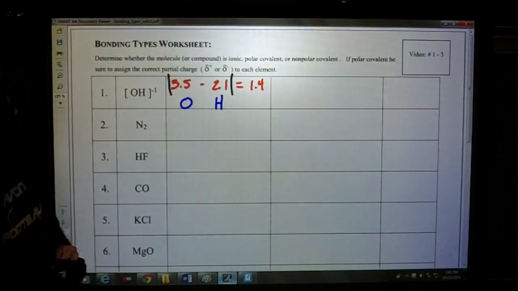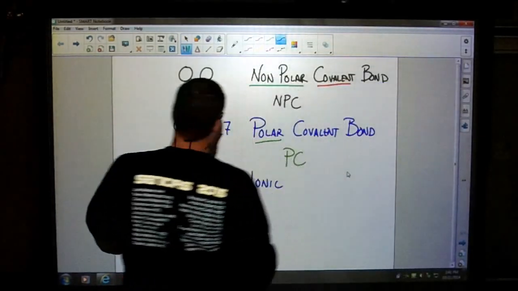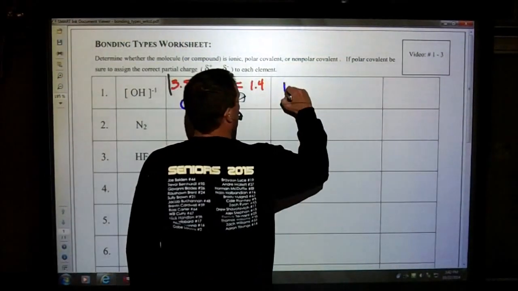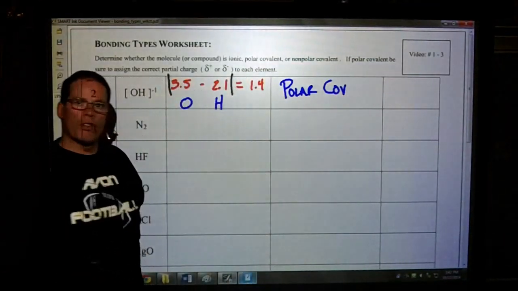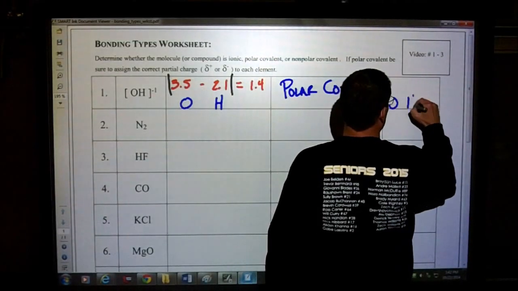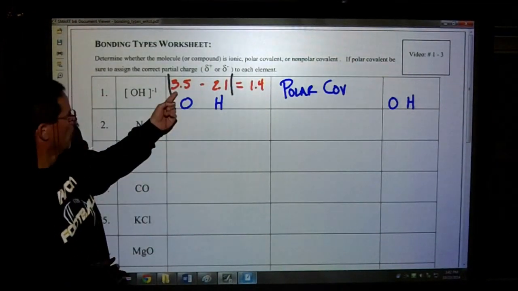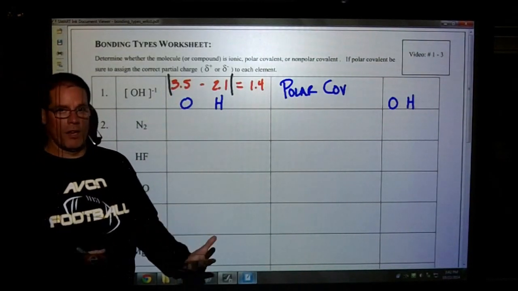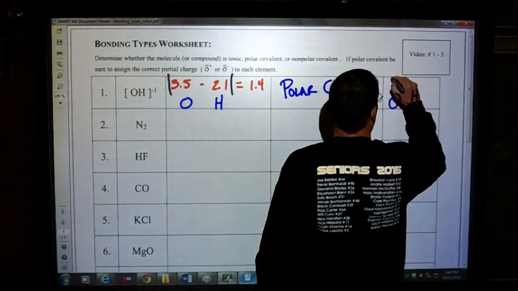All right, so getting back, since our difference is 1.4, that means our difference is between 0.1 and 1.7. We're looking at a polar covalent bond here. And since we have a polar covalent bond, what does that mean? Well, I need to show my oxygen and hydrogen which of these two elements has the higher electronegative value. The oxygen. Therefore, it is more negative. Anytime an element has a higher electronegative value, it is more negative. But since it's a polar covalent bond, that means that we have partial charges.